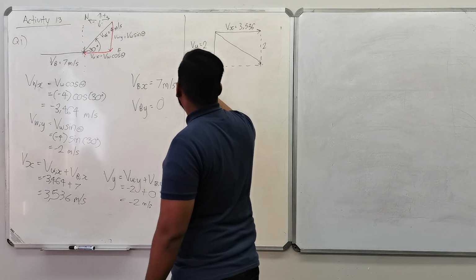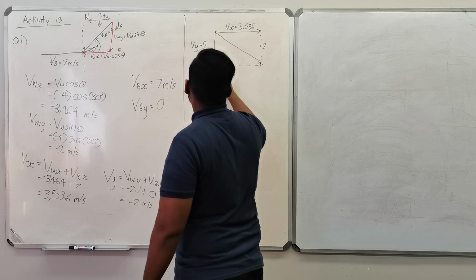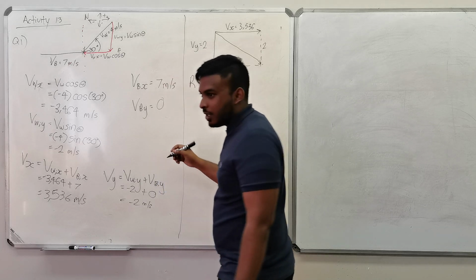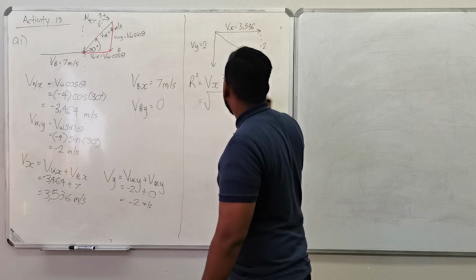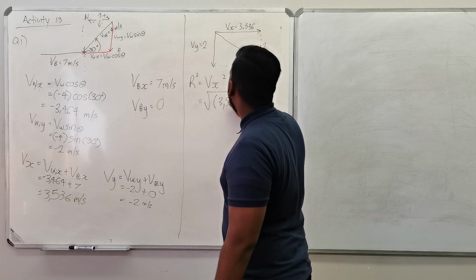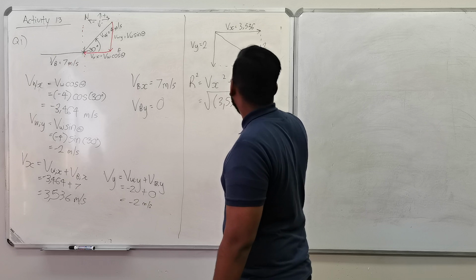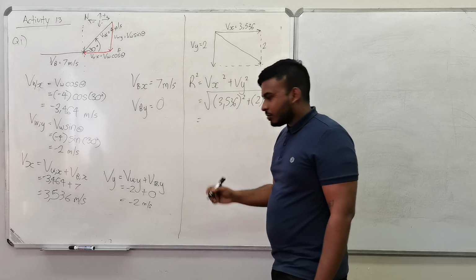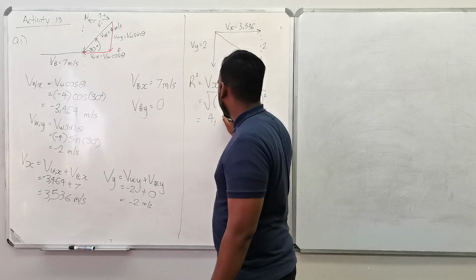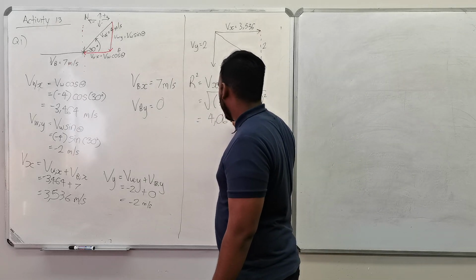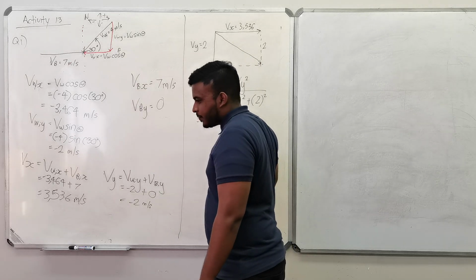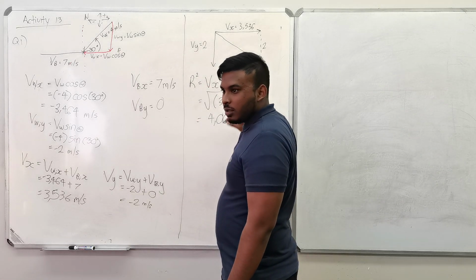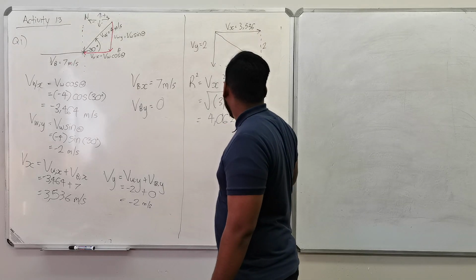So your resultant squared will be equal to the velocity of x squared plus the velocity of y squared. This will be equal to the square root of 3.536 squared plus 2 squared, which is equal to 4.06. I'll give you the answer.